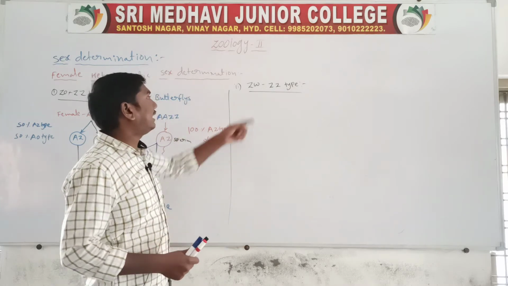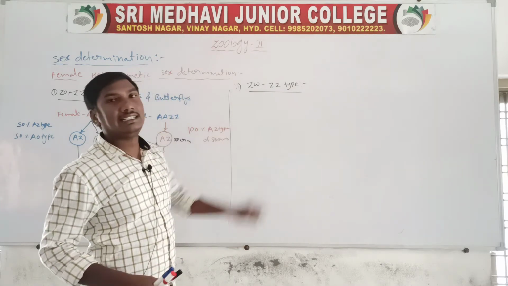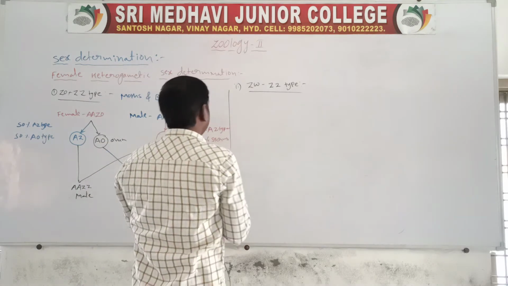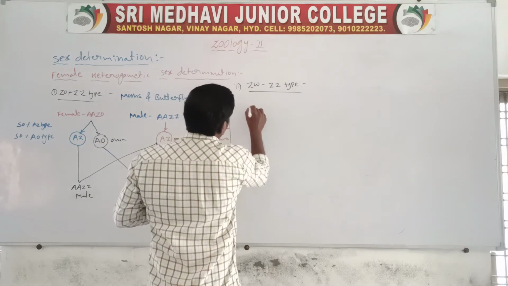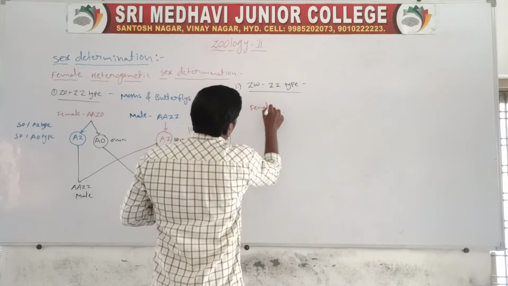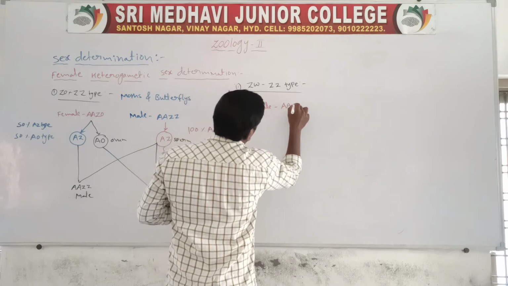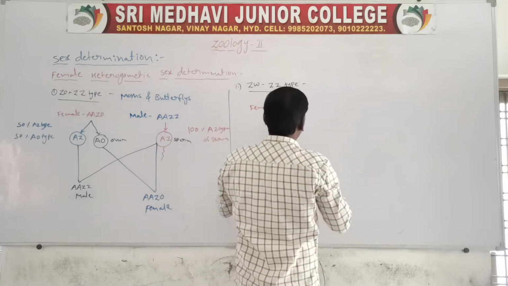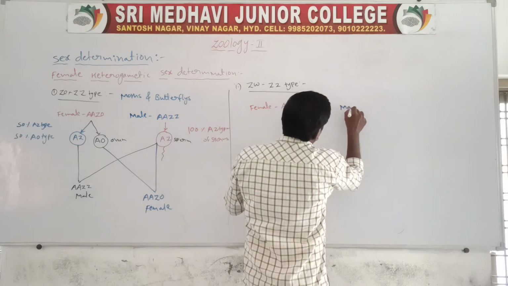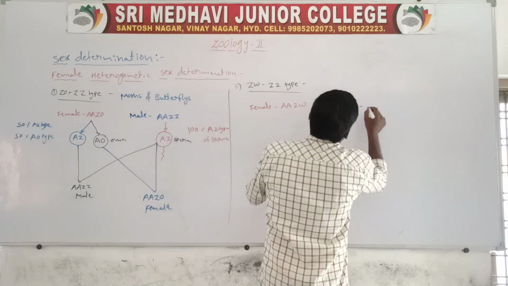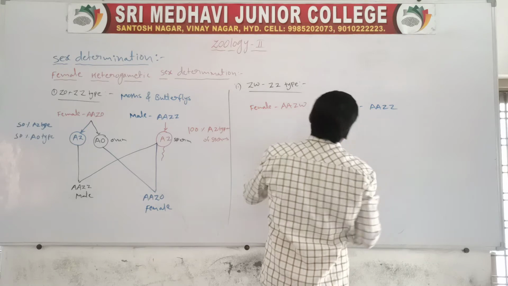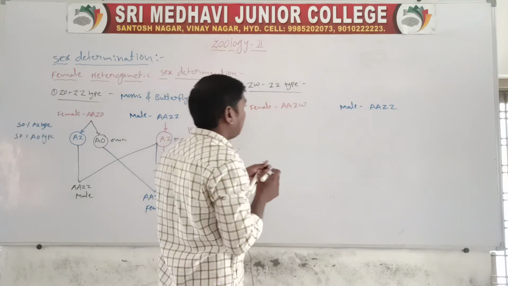Next, the second type, the ZW ZZ type. First of all, the female is genetically AAZW. Next, the male individual is AAZZ. So these are the parents.